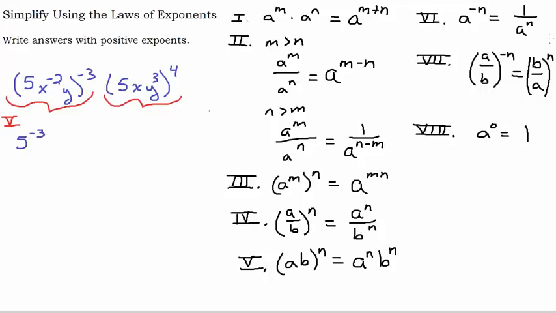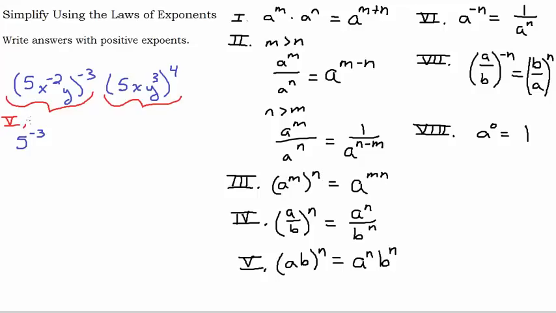I could think about how to do that using rule number 6, but I'm just going to leave it like that for a second. Alright, how do I take x to the negative second to the negative third? Well, that I'm going to use rule number 3. I have something to a power, and that tells me I have to multiply the exponents.